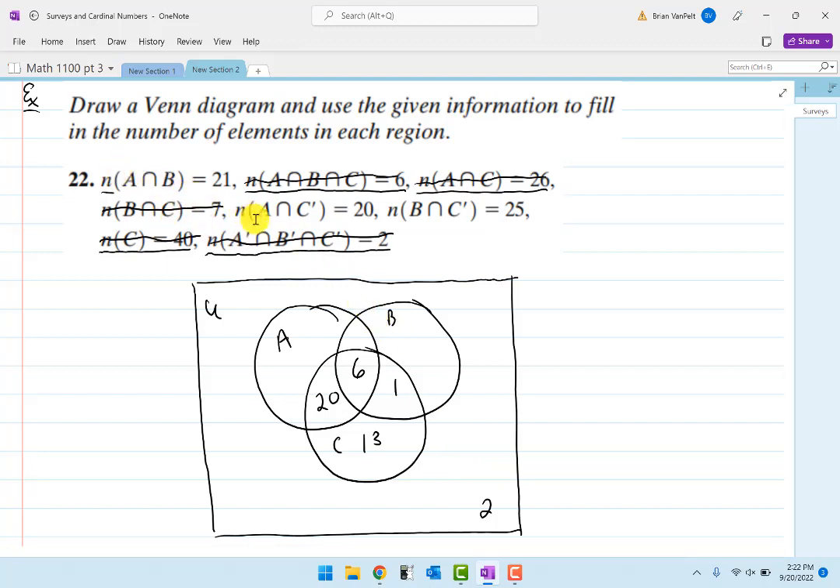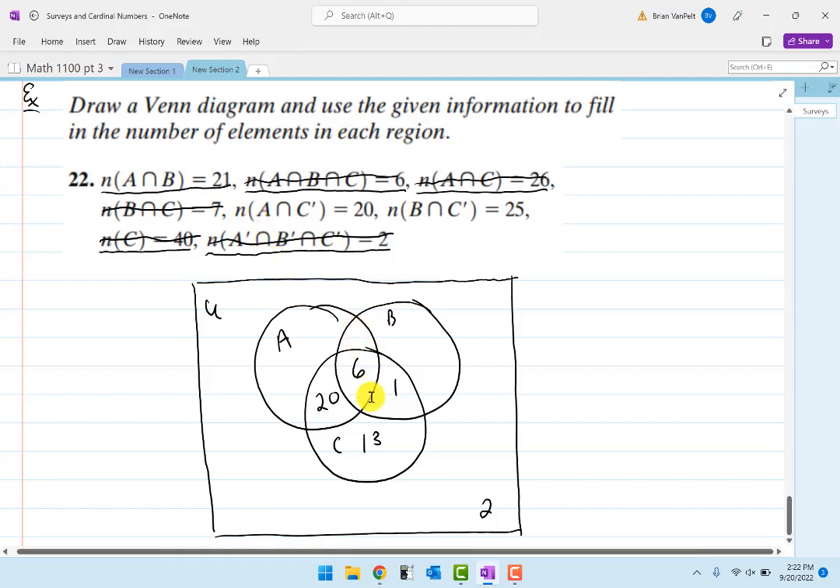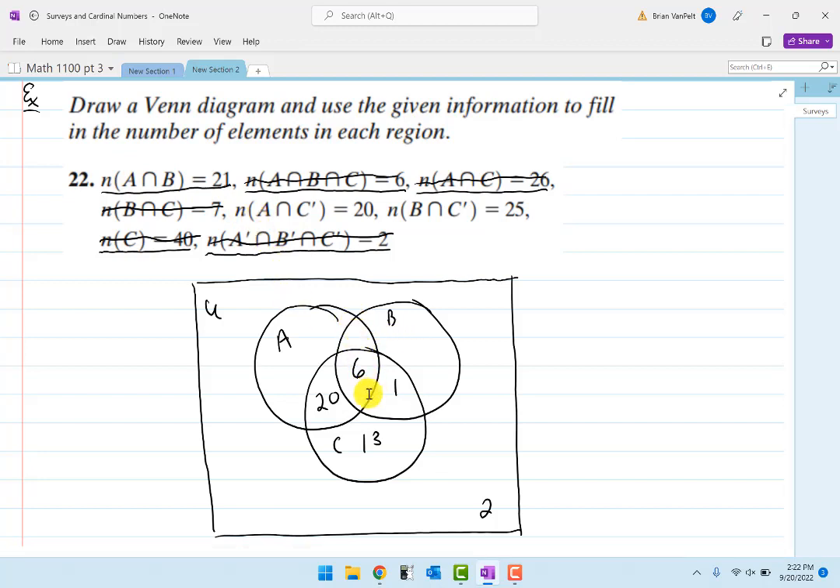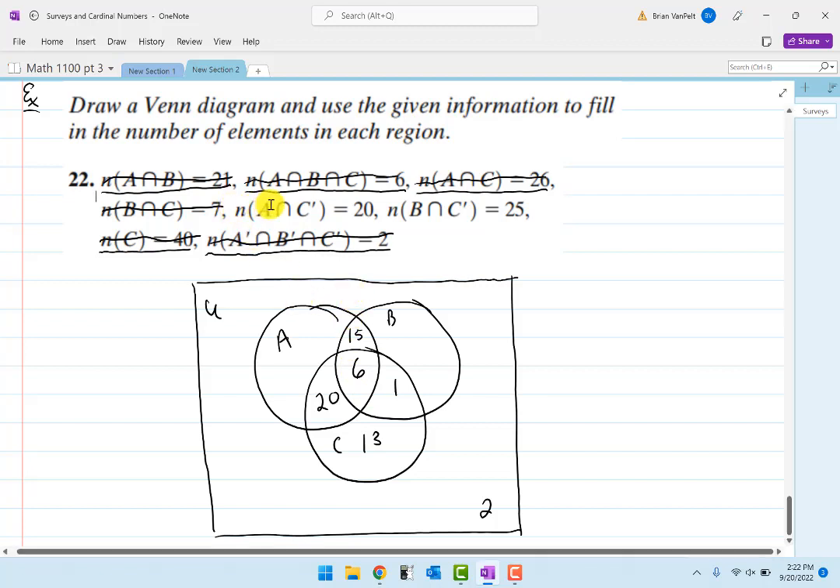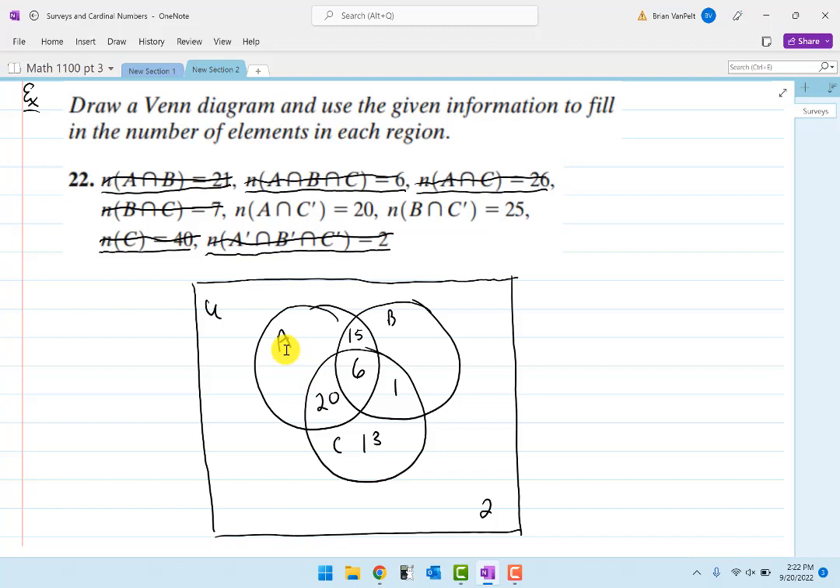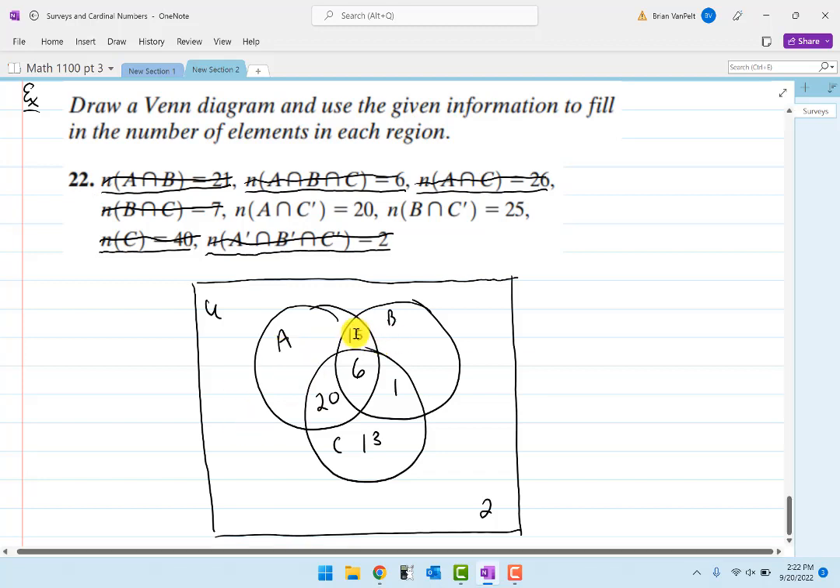A intersected with B has 21. Here is A intersected with B. So since I already have 6 accounted for, I can put a 15 up into that spot and cross that out. And now the items in A that are not in C is 20. That must mean that outside of here, I've got 20. I would like to put a 20 here, except there is a 15 to deal with right here. So 20 minus 15 is 5.